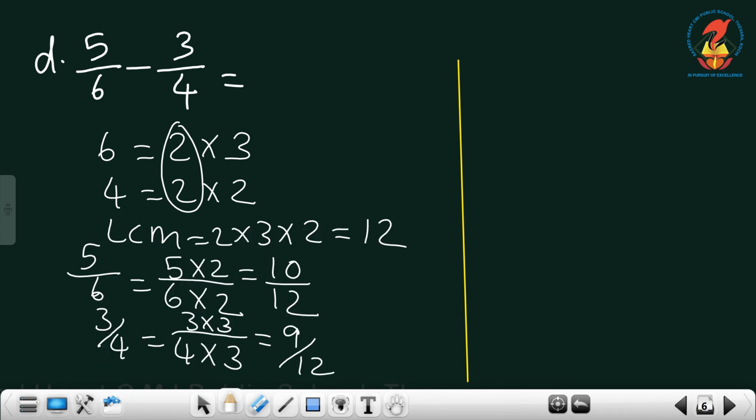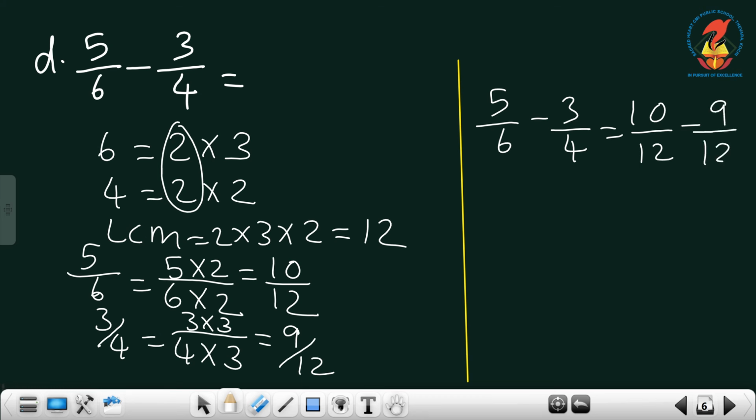Then after that we need to subtract. 5 by 6 minus 3 by 4 will become what? 10 by 12 minus 9 by 12. That answer is 1 by 12.